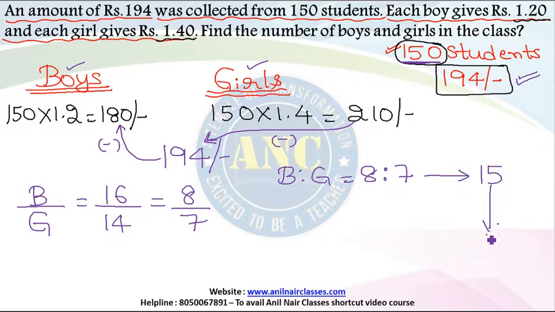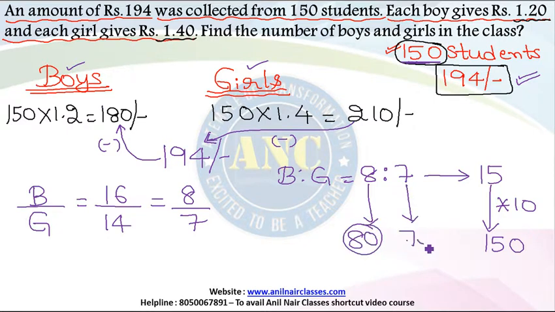But the question says it is 150 students, right? Multiply by 10, simple. 8 multiplied by 10, boys are 80. 7 multiplied by 10, girls are 70. The answer for this question is 80 and 70. I hope you understood the concept of using allegations in these cases.